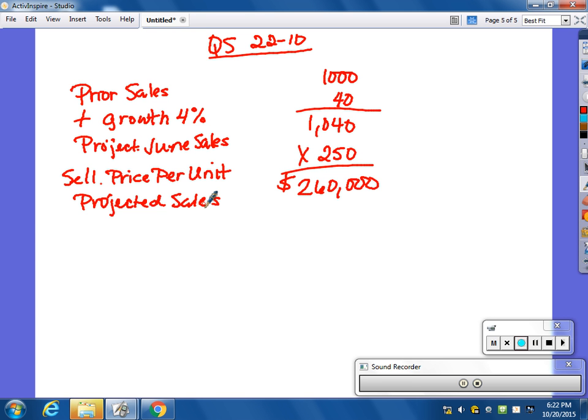Quick Study 22-11, refer to Quick Study 22-10. Grace pays the sales manager a monthly salary of $6,000 and a commission of 8% of camera sales in dollars. Prepare a selling expense budget for the month of June. So now we're doing a selling expense budget. You start at 260,000 budgeted sales.